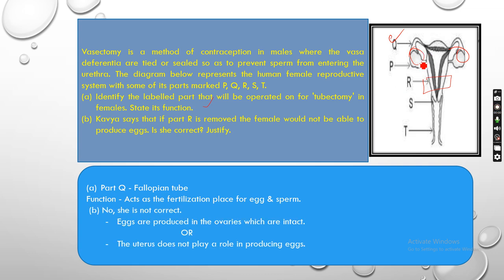So eggs are produced in the ovaries, which are still intact. She has not cut the ovaries, she has cut only this part, okay, near the cervix. Okay, so in the uterus, ovaries are still there. So that's why her body, the female, will still produce the egg. And so here's the answer: the uterus does not play a role in producing eggs. So this is the uterus part, that does not produce eggs. Eggs are produced in the ovaries, which are intact. Okay.